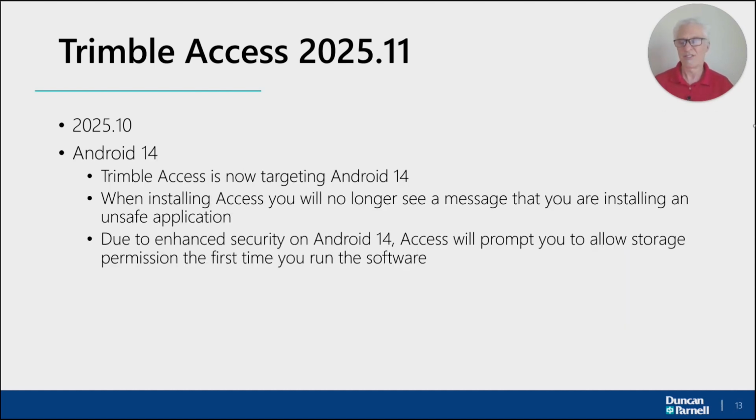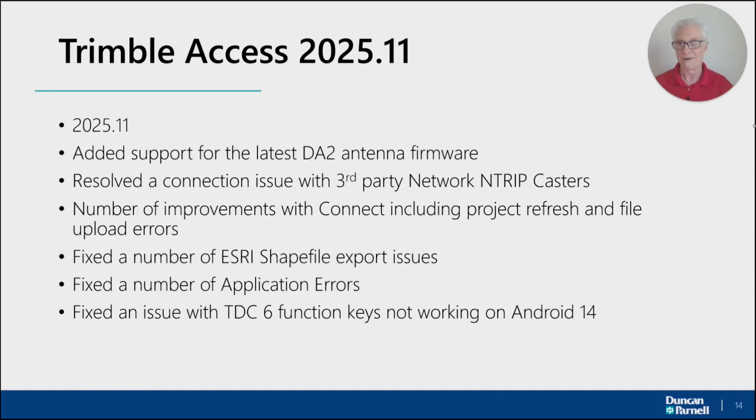So Trimble is also targeting Android 14 now. What does this mean? It means Trimble Access is going to run on the newer versions of Android, right? And when you install Access, you're not going to see a message anymore that you're installing an unsafe application because it's now targeted towards those new versions of Android. Due to enhanced security on Android 14, though, Access is going to prompt you to allow storage permission the first time you run the software. So just be aware that is going to pop up there.